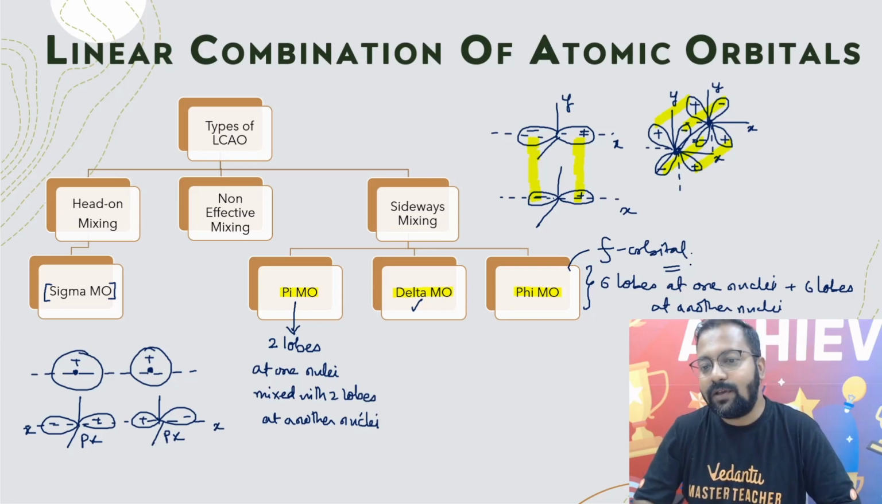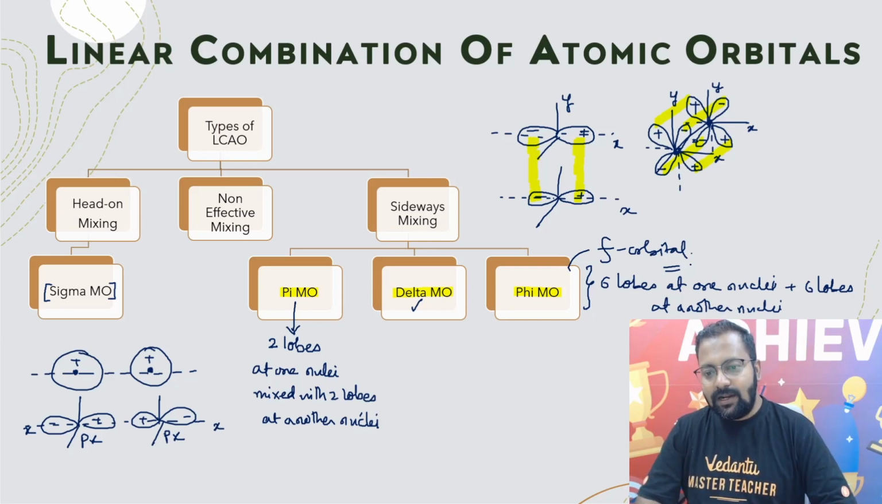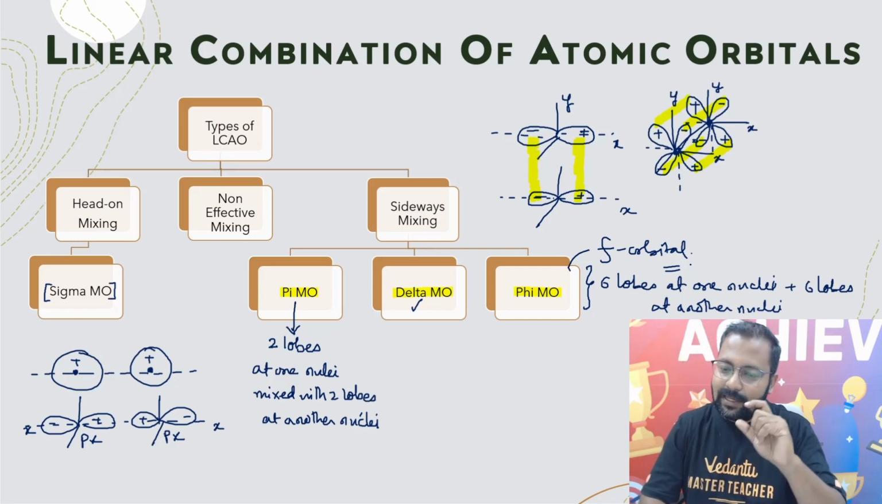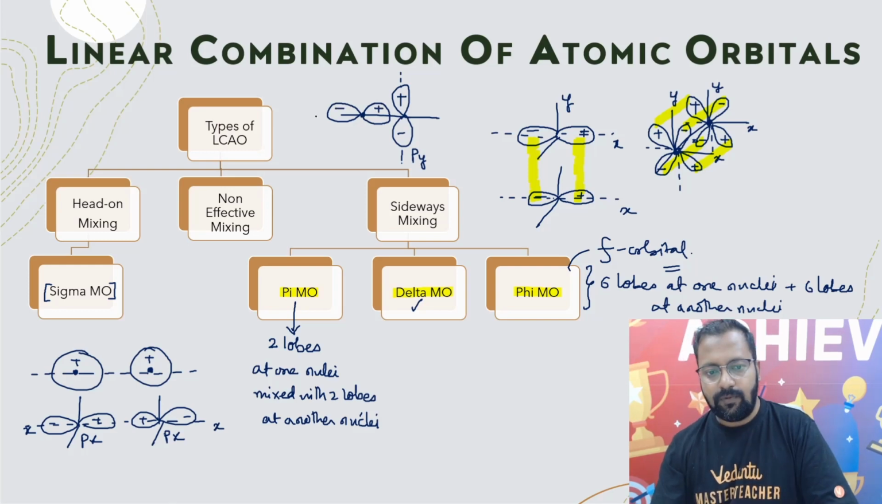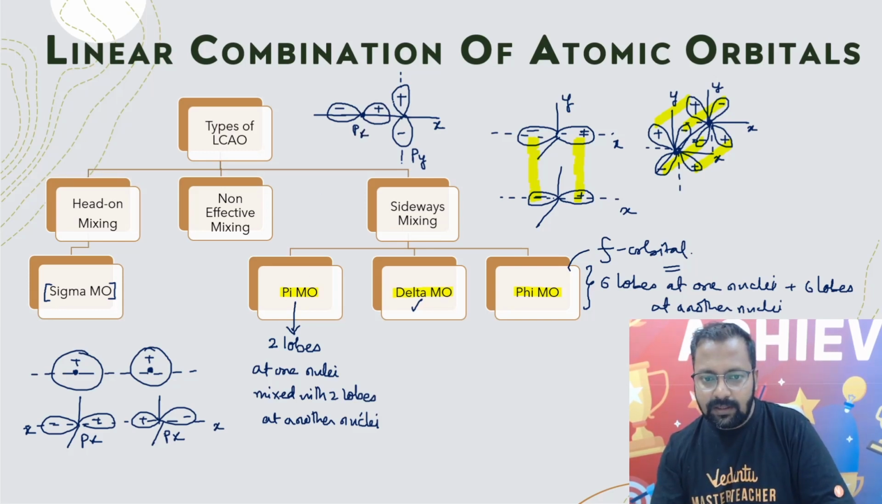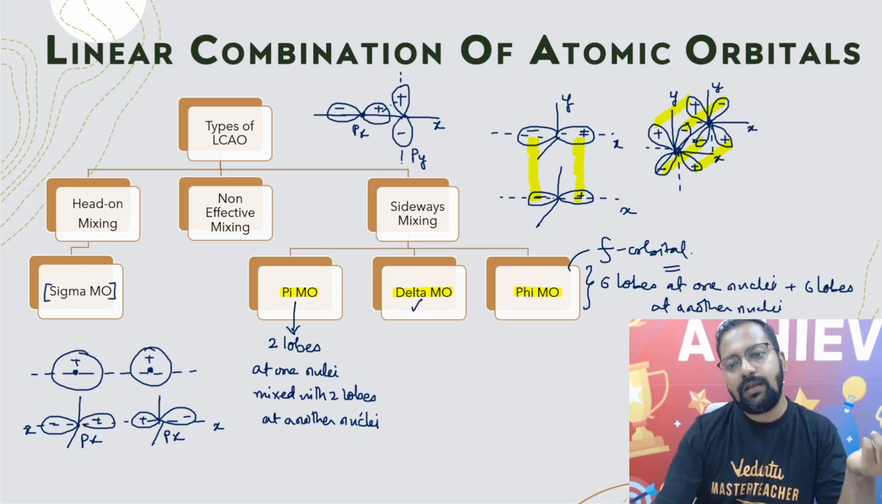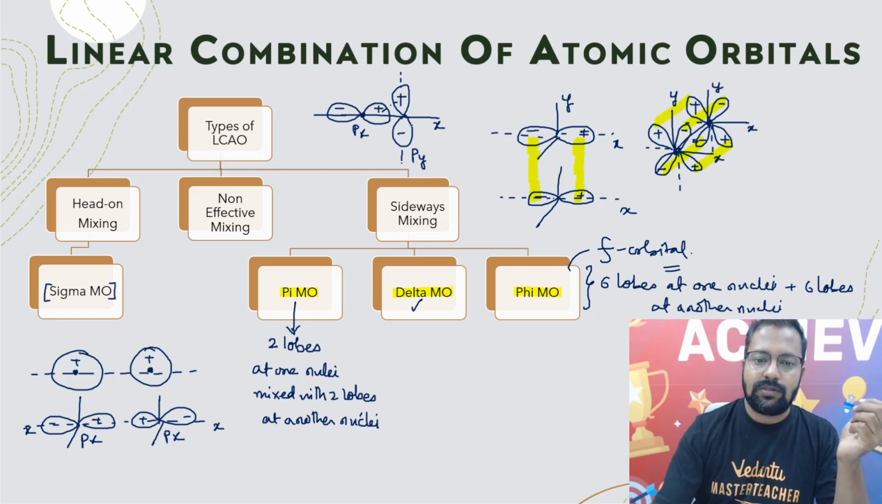What is non-effective mixing? Non-effective mixing happens when the extent of positive overlap and extent of negative overlap is exactly the same. For example, I have a py orbital and a px orbital which is trying to overlap. This is the x axis, this is the px orbital. If they overlap, this part and this part will have the same symmetry. You can see that plus and plus will overlap in the same symmetry, and the other will not. So these will be opposite symmetries, and that will create a non-bonding situation. Non-bonding situation can be created like this.